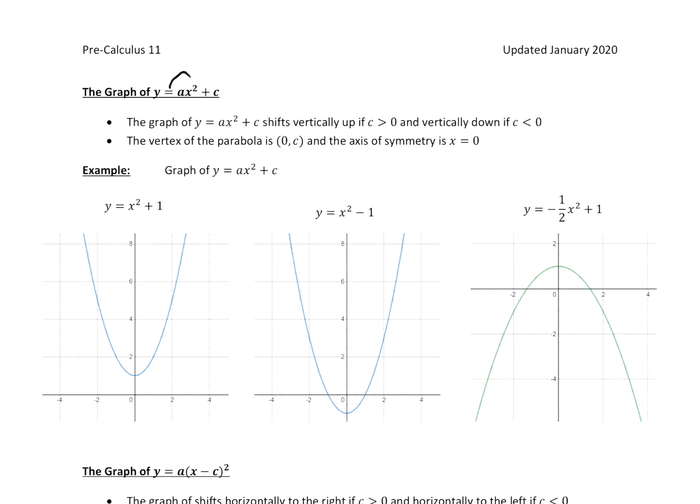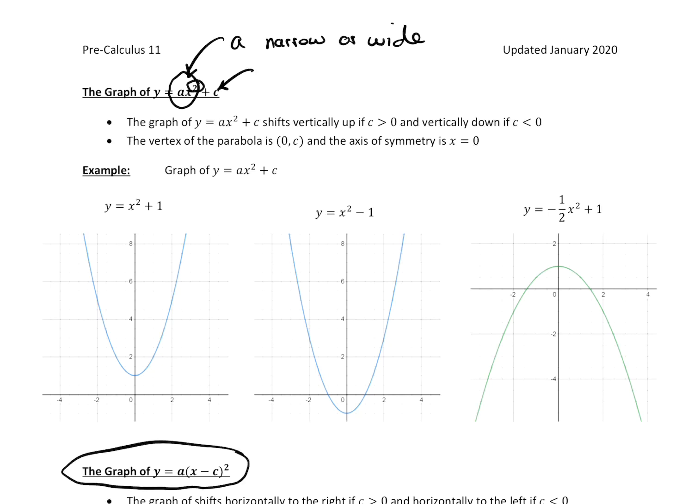So this a value, what did that do? A value either made it narrow or wide. But now we're looking at this plus c. Now what you'll notice, it is apart. It is outside of the square portion. You'll see what I mean by that in this example down here. It's not included in the square. C is a shift up or down.